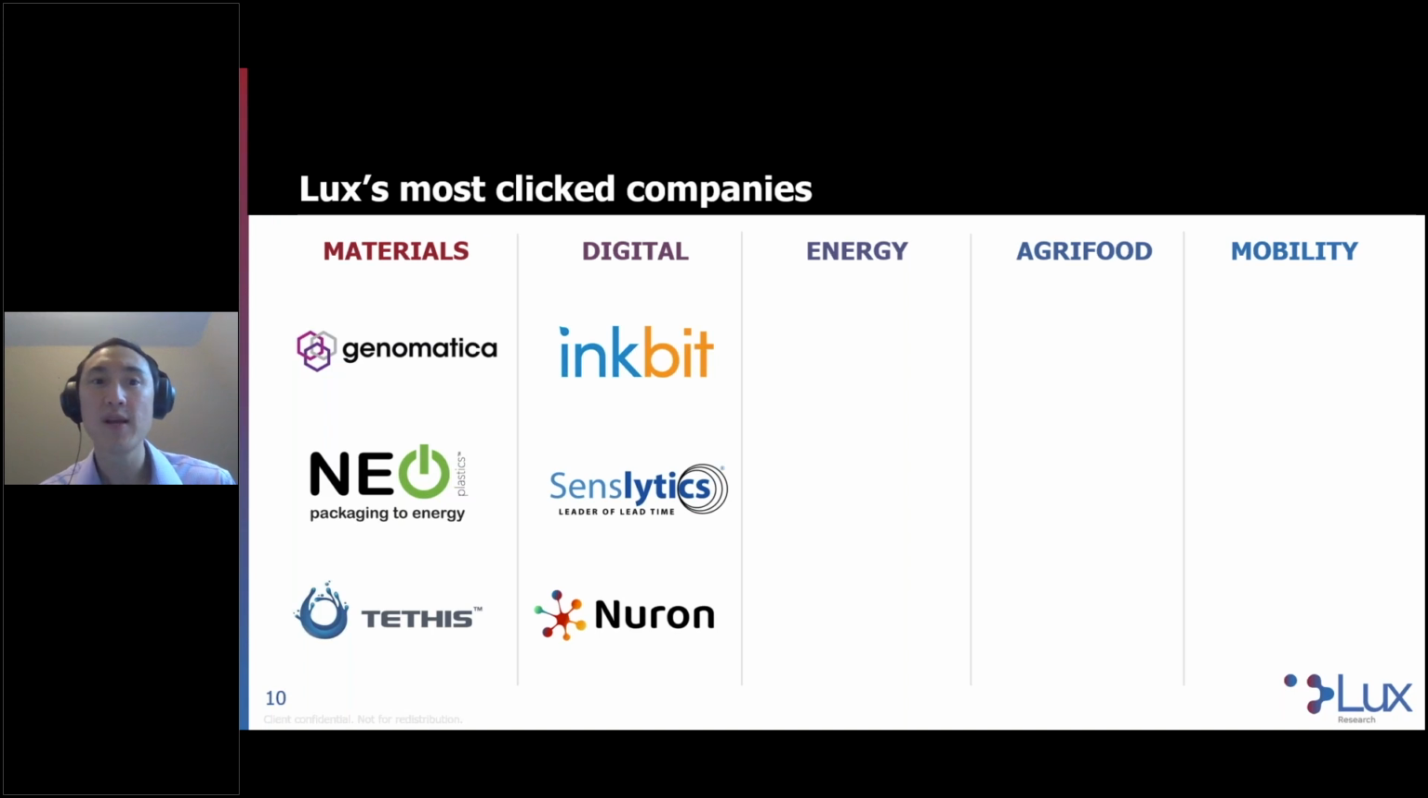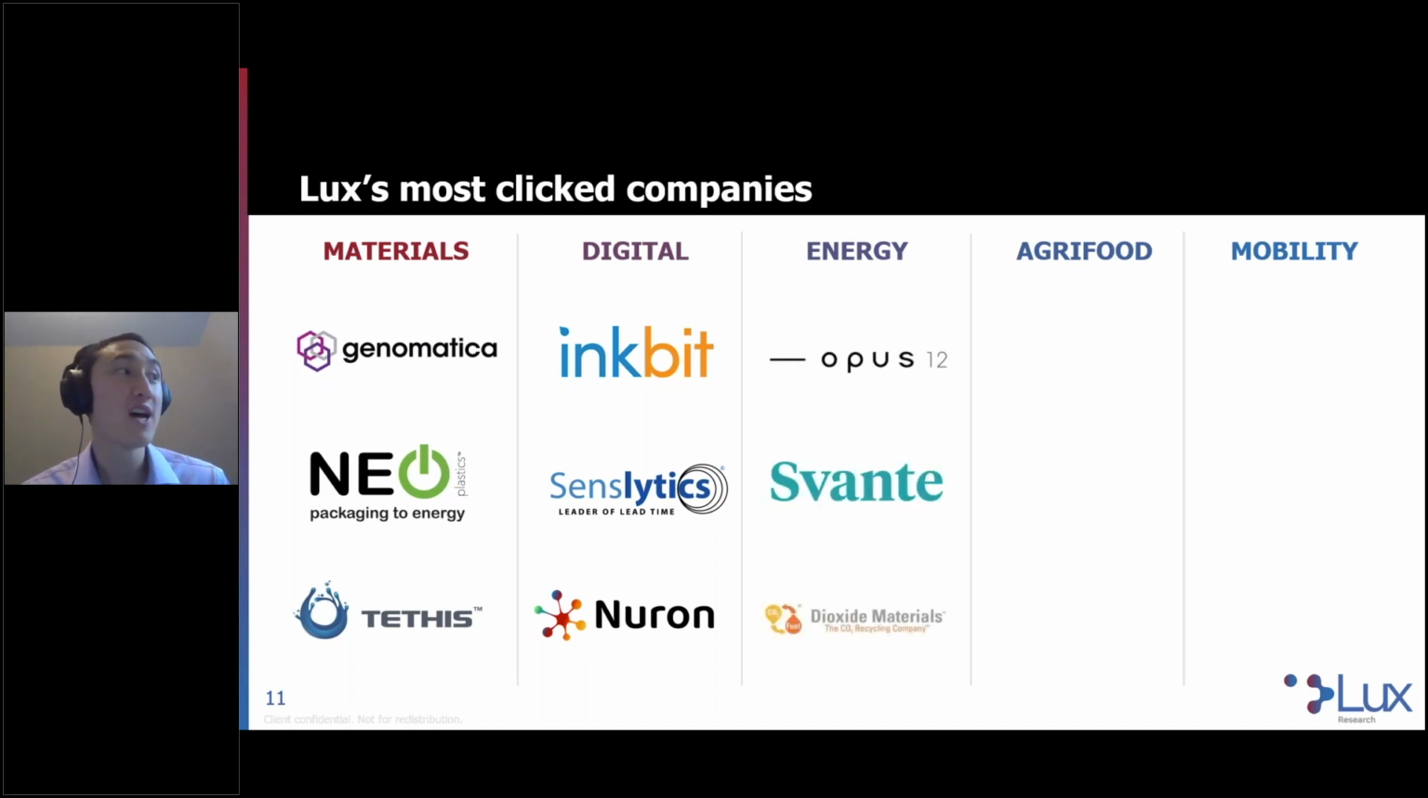In digital, as you'd expect with such a horizontal or wide-ranging area, there's really a variety of different focus areas. Everything from 3D printing with Inkbit, which is incorporating computer vision to drive increased quality in 3D printed parts, to Sensalytics, which is predictive analytics, to knowledge management in Neuron. So all of these 3 are areas where we were independently very excited and also saw that reflected by our client base.